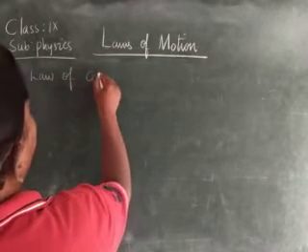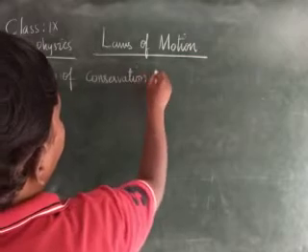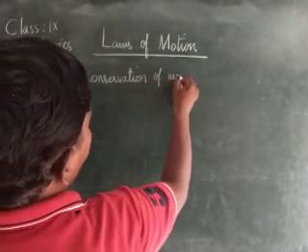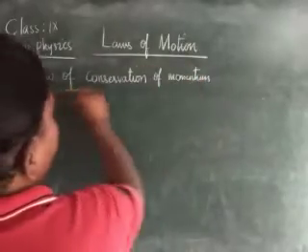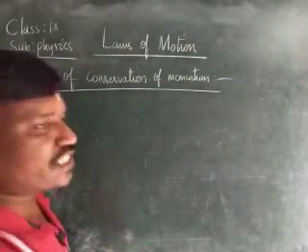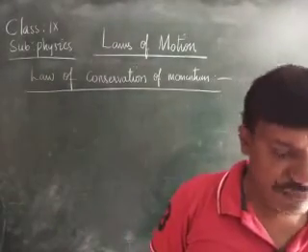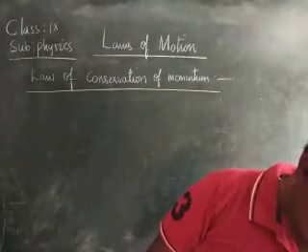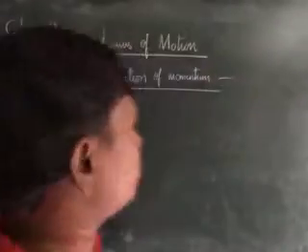Law of conservation of momentum. The law of conservation of momentum says that the momentum of a body before the reaction is equal to the momentum of a body after the reaction.